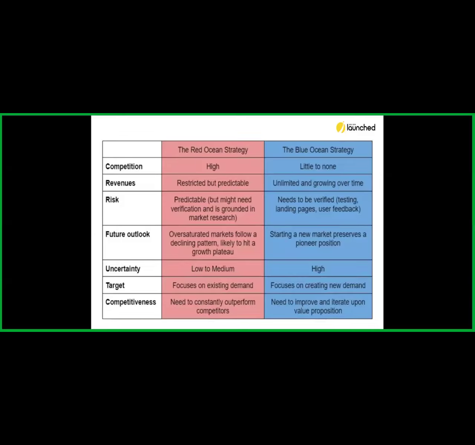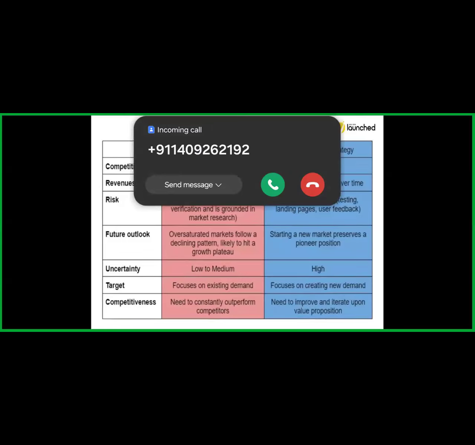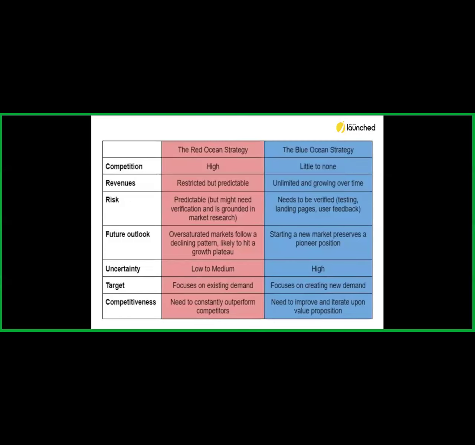Why was Tesla able to earn more profit? Why was Tesla able to sell the car at a higher price? The reason, they were the pioneers in that particular sector. So if a company is a pioneer, that company is able to earn more profit.